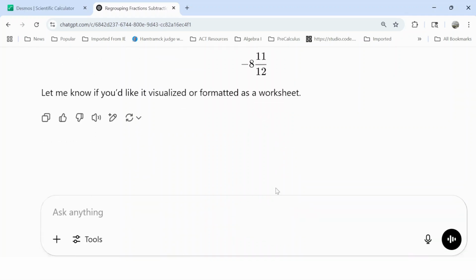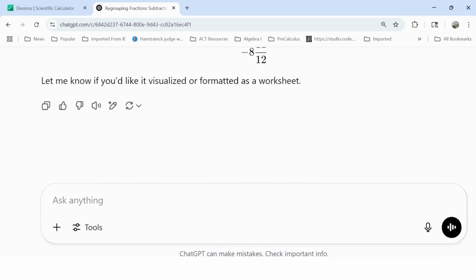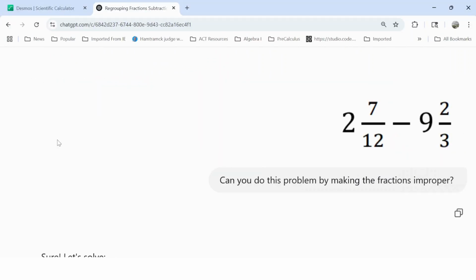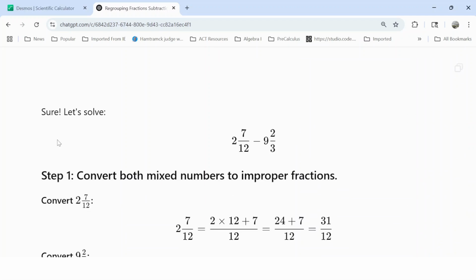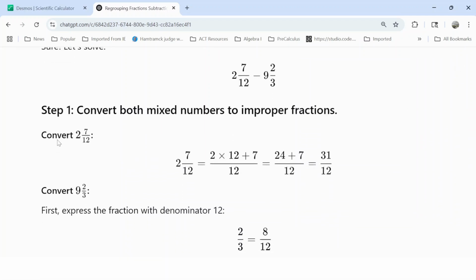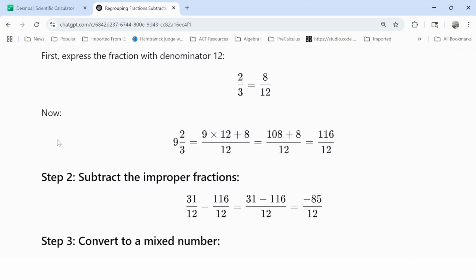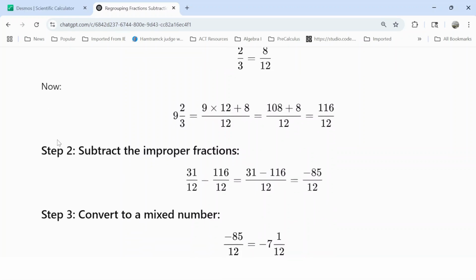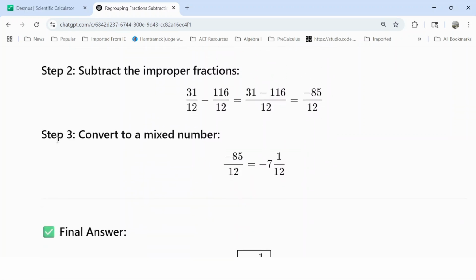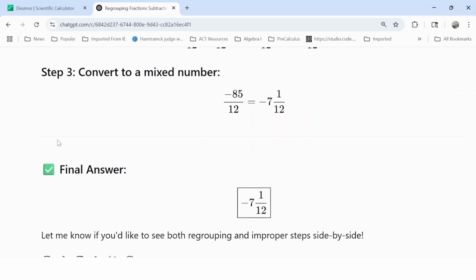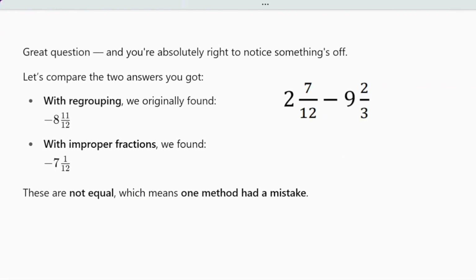Okay, so now let's try a different prompt. All right, so my next prompt is, can you do this problem by making the fractions improper? Sure, let's solve. Okay, so it went through there, it made each of the fractions improper, and it got 31/12 minus 116/12, which equals negative 85/12. And then when we convert to the answer, we get negative 7 and 1/12, which is a different answer than we had before. All right, so why are these answers different?